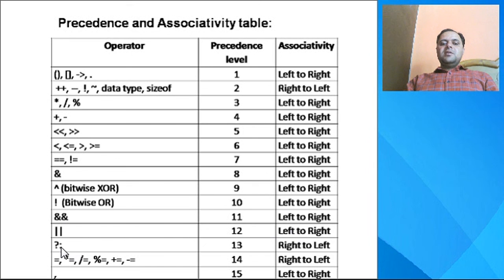Then we have the ternary operator, which we discussed in my previous lecture. Here precedence level 13 and associativity right to left. Then we have the assignment operators, precedence level 14 and associativity right to left, and then the comma operator, precedence level 15 and associativity right to left. So these are some of the operators, their precedence level and associativity. There are more, but I have discussed some of the commonly used operators here and their precedence level and associativity.